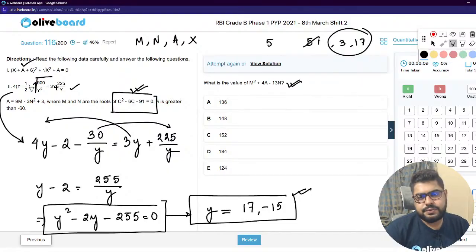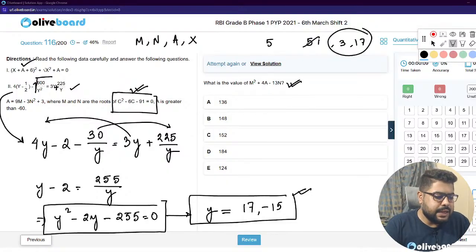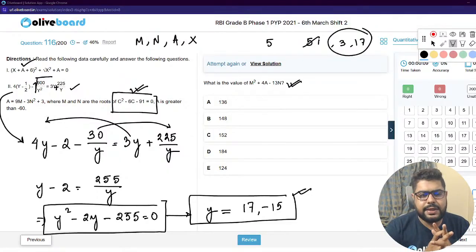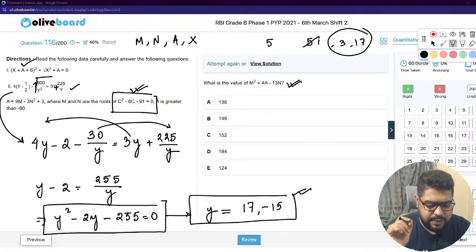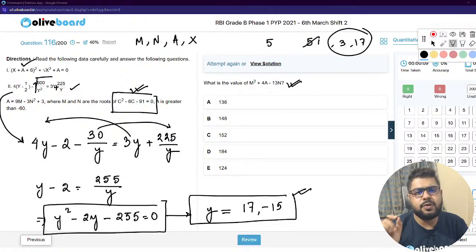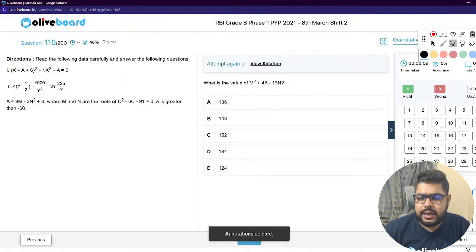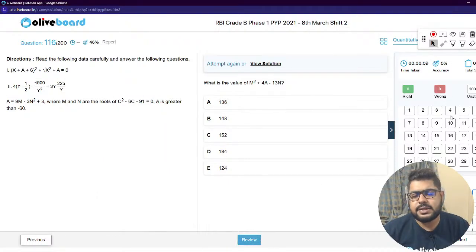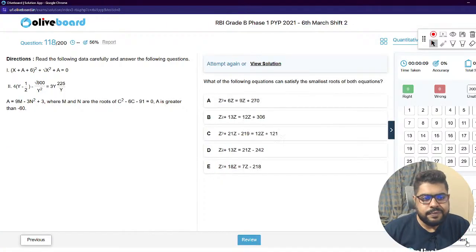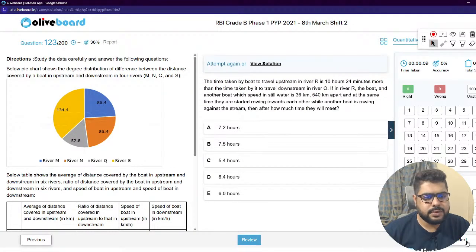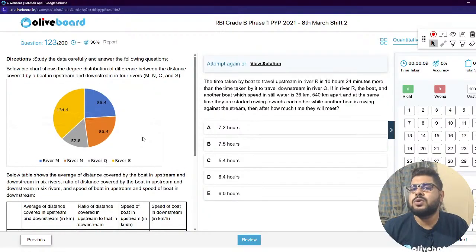Now let's move on with the remaining questions. But again, please let me say this: there are a few things that we must understand. In this particular shift, there are 3 sets of DIs. A couple of sets we have done in the last class. There is this third set, which is a huge set.